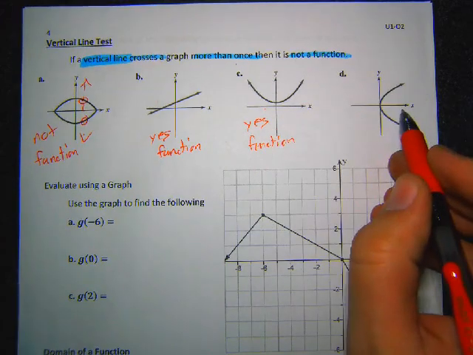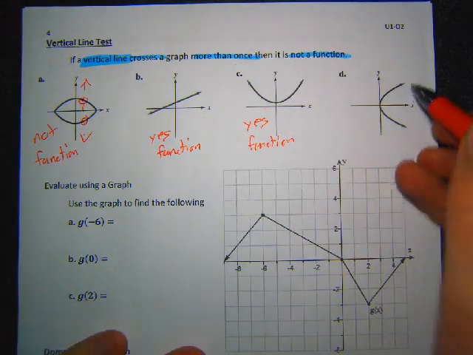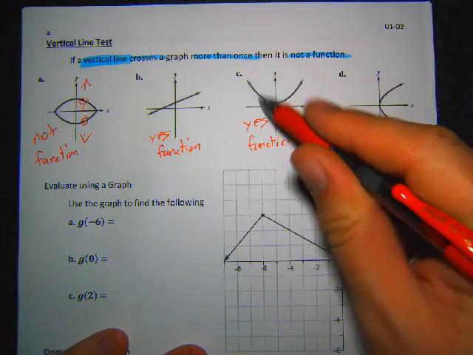This last one here is actually part of what we call a hyperbola, where it's curved like this to the side. The one going up and down, that's a parabola.